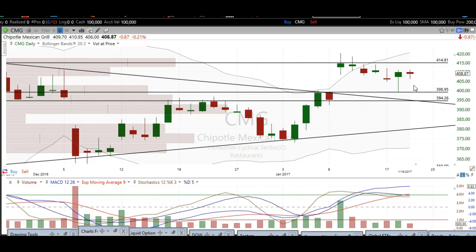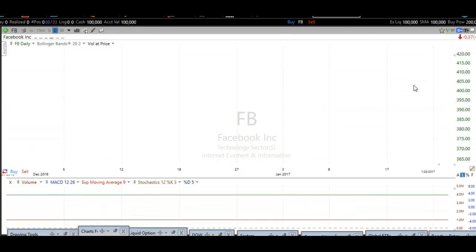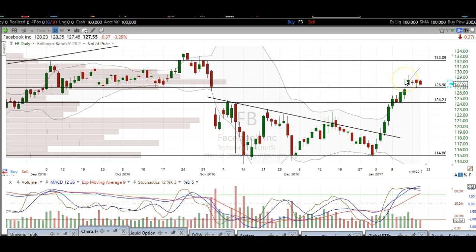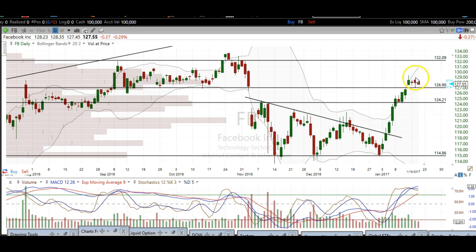The next one we're going to take a look at is Facebook. And Facebook, another one that we called out live here from this breakout right here. We said that Facebook was likely going to come down here and fill this gap right here. Not only got that gap fill, but we broke over this level right here. Now we're just kind of consolidating these gains right here above this level. To me, looks like Facebook can definitely head higher as we sit above this support. The next resistance is up here near 132.